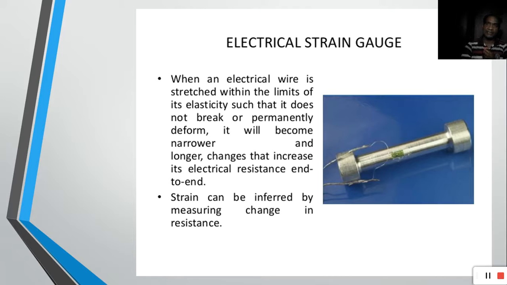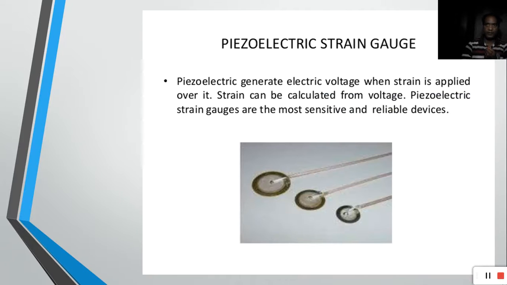Now we discuss the electrical strain gauge. When an electric wire is stretched within the limit of its elasticity such that it does not break or permanently deform, it becomes narrower and longer, which increases its electrical resistance end to end. Strain can be inferred by measuring the change in the resistance.